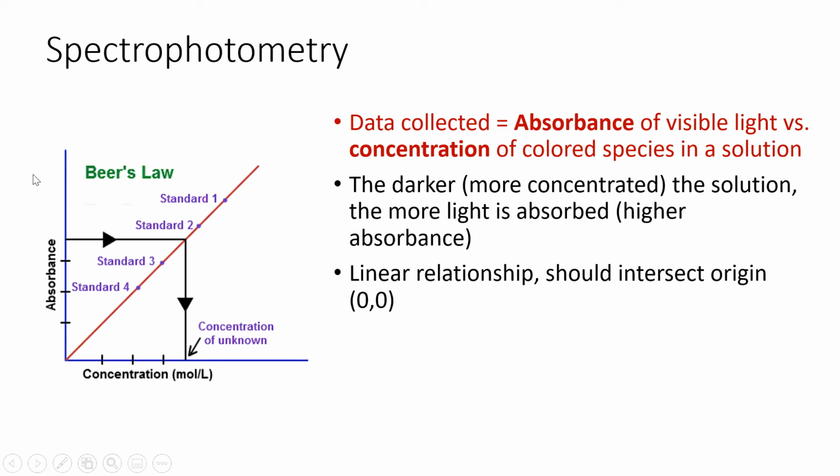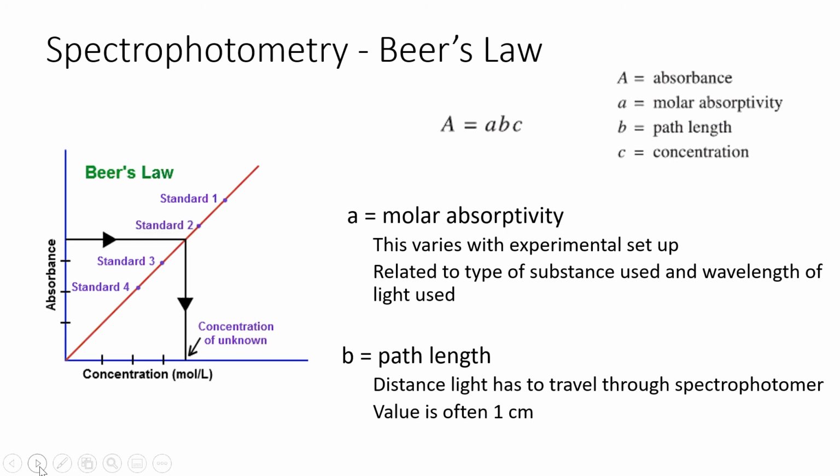And we can graph this data, absorbance versus concentration. We should notice that the darker, more concentrated a solution, the more light is absorbed. So there's a direct relationship between the concentration of a solution and the amount of light that's absorbed. It's a linear relationship, should intersect the origin, and we will definitely collect some data using this technique later on this year. This relationship is sometimes referred to as Beer's law, and this can be found on your equation sheet. It looks like this.